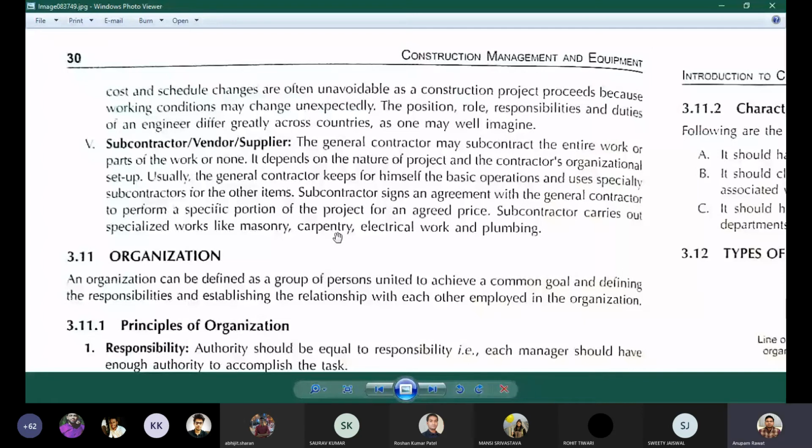So basically, in a construction project, there are three stakeholders. First is the owner. In the second, there are the engineer, architect, and consultant. They all come in the second, and the third are the contractor, subcontractor, and material supplier. So these are the three basic stakeholders.